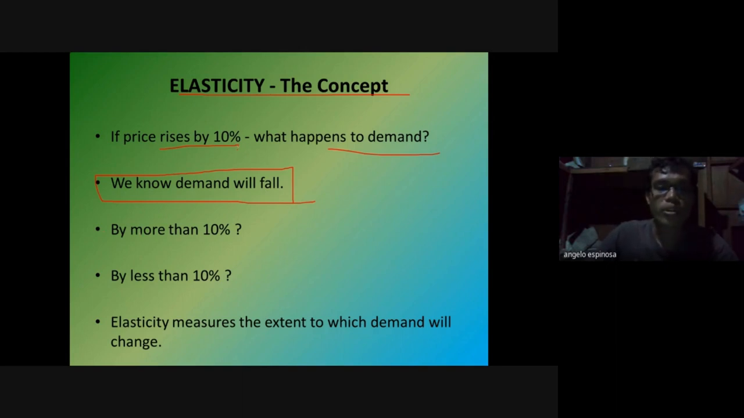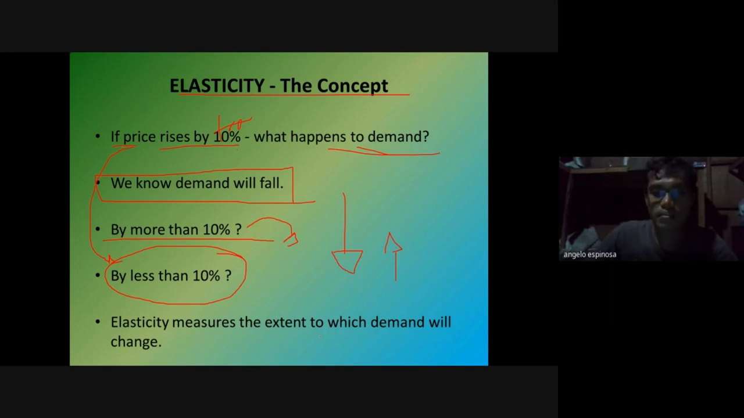Okay? How about more than 10%? Tataas ba ang demand or magfo-fall pa more? So it will fall more because the price rise is more than 10%. So nag-add na naman ng 10%, that will become 20%. Okay? How about less than 10%? Tataas pa ba? Tataas pa rin ba? So there is an example, let's say a price change of less than 10%, tataas ba ang demand? Of course, tataas ang demand. Bakit? Kasi nga mababa ang presyo ng isang goods or services.